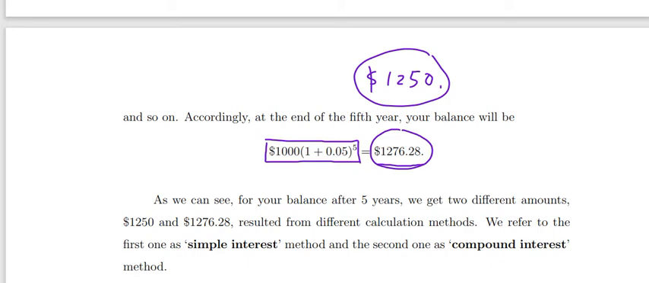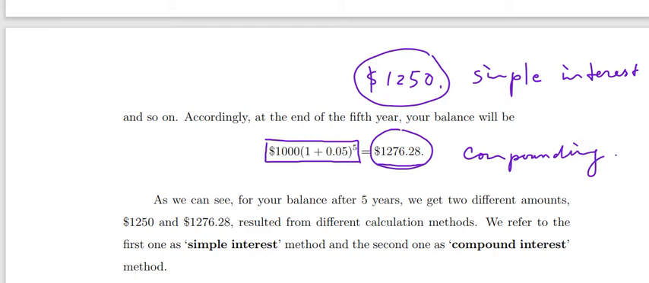This method we call the simple interest formula, or simple interest method. This one we call the compounding interest formula, compounding interest. Okay, so what is their difference? The difference is the calculation method.